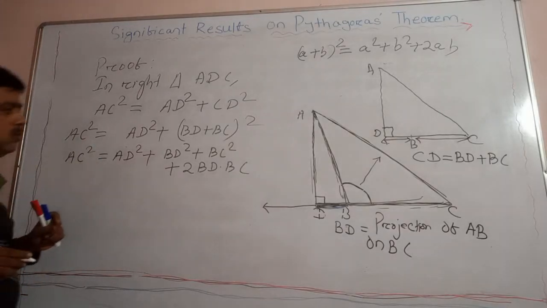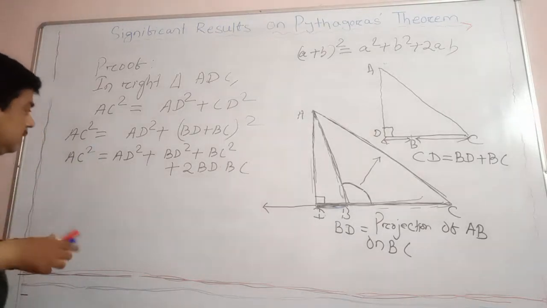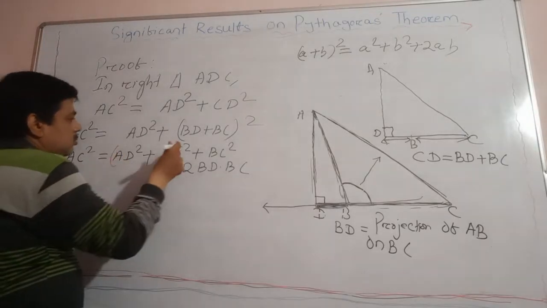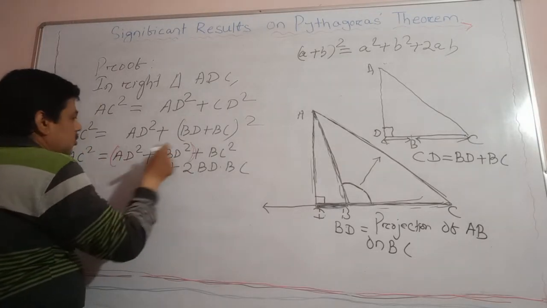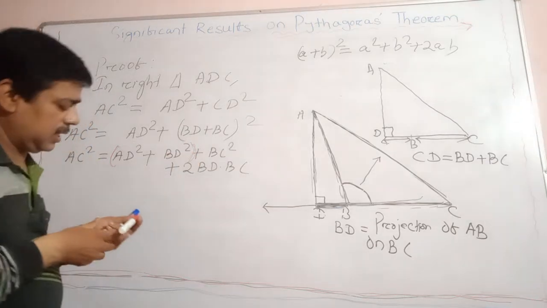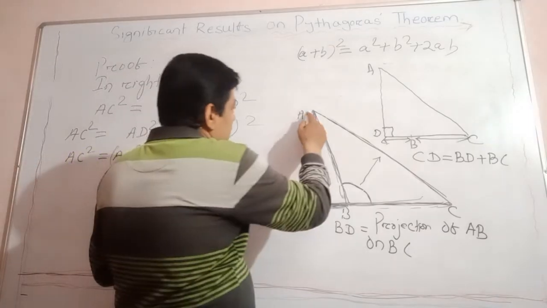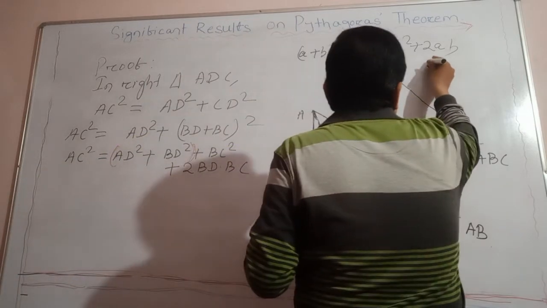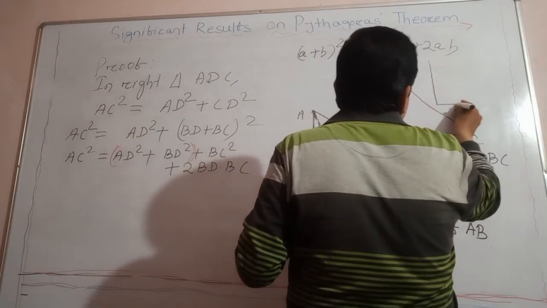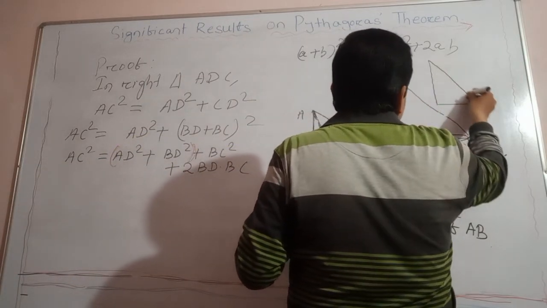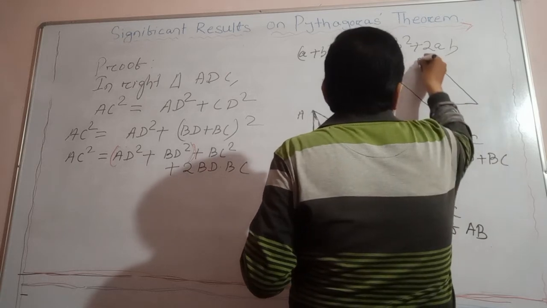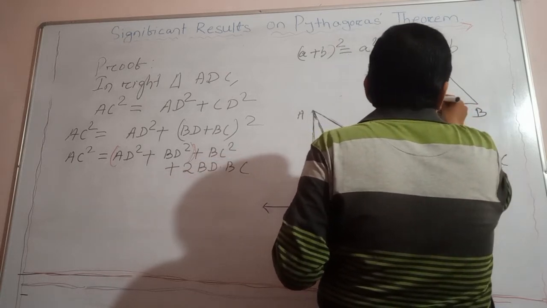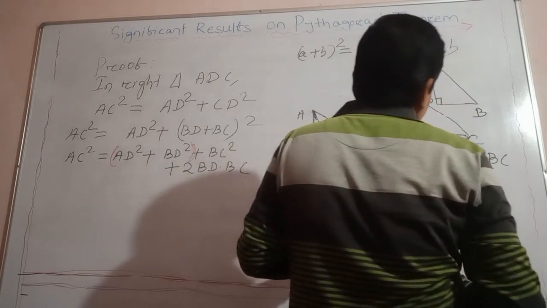Okay. Acha, look at here. And this AD square and BD square. Can you make a group? AD square plus BD square. Look at the triangle ADB. Triangle ADB. Okay. A, D and B. In the ADB triangle, you know that what?